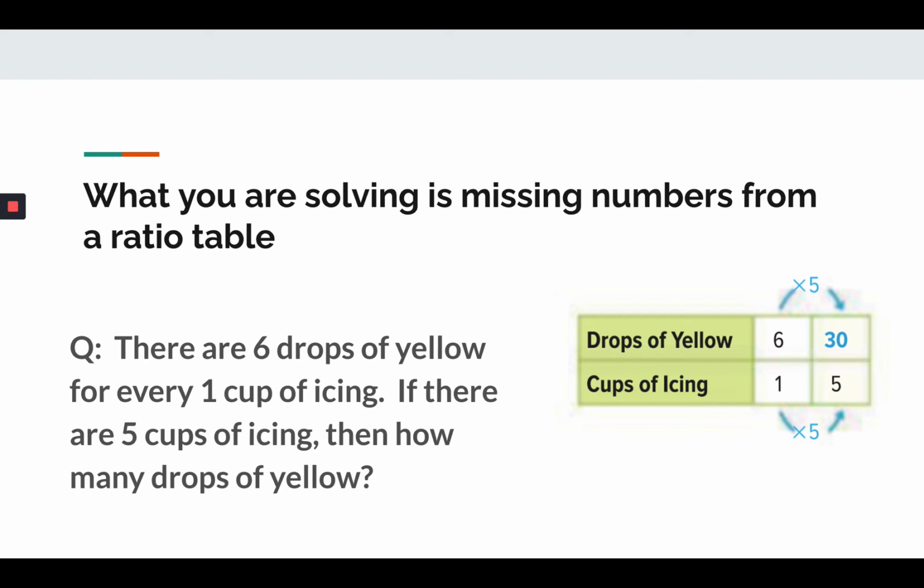What you're solving today is missing numbers from a ratio table. So if somebody asks you, or the book asks you, there are 6 drops of yellow for every 1 cup of icing. If there are 5 cups of icing, then how many drops of yellow? Sounds really confusing, but what you'll see is this 30 won't be here. And you'll see a 6 and a 1, 6 drops of yellow for 1 cup of icing. And you'll see in the chart 5 cups of icing. So all they're saying is this was times by 5. The 1 times 5 is 5. So to keep it an equivalent ratio, you times the 6 by 5.